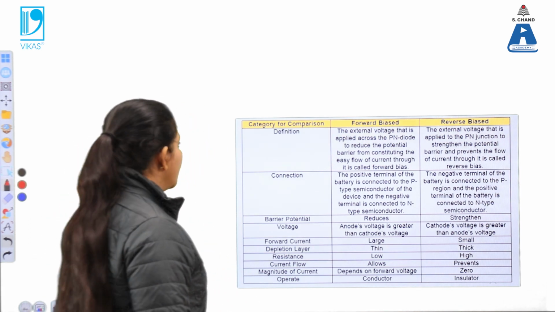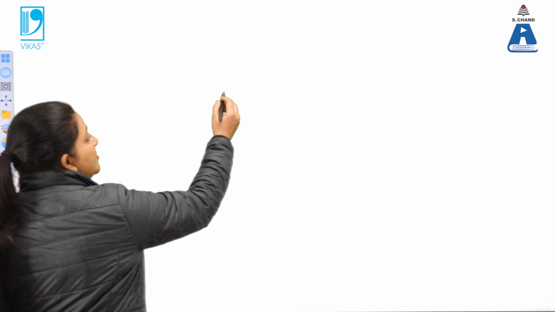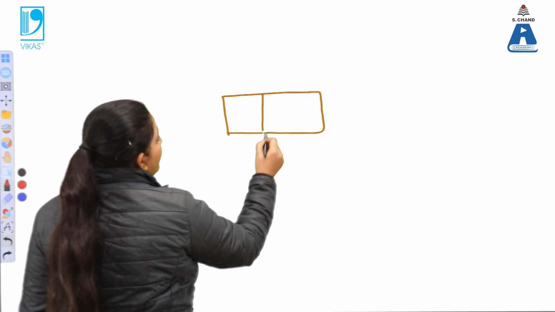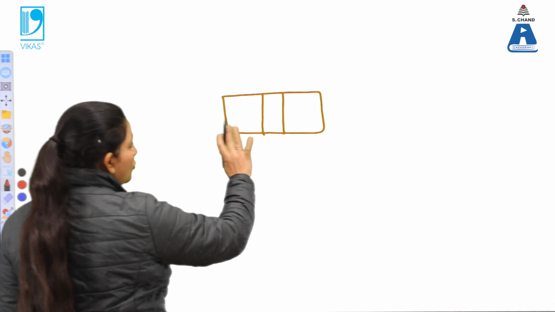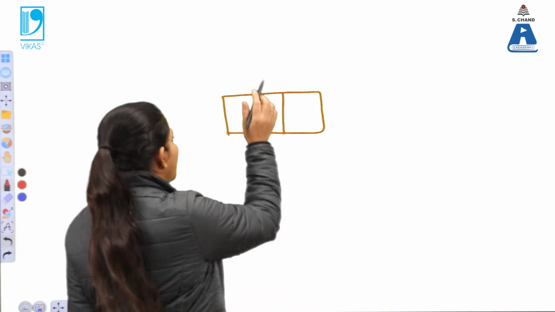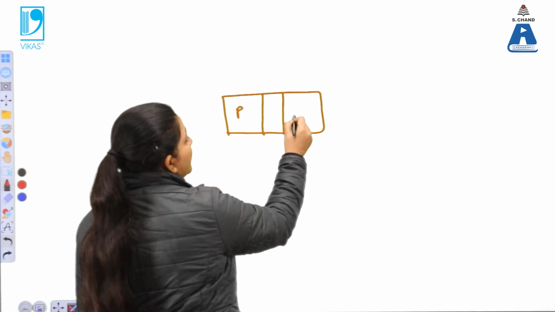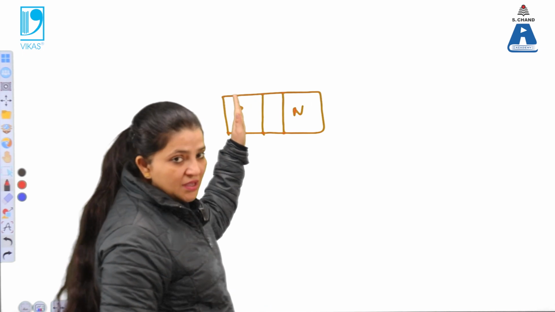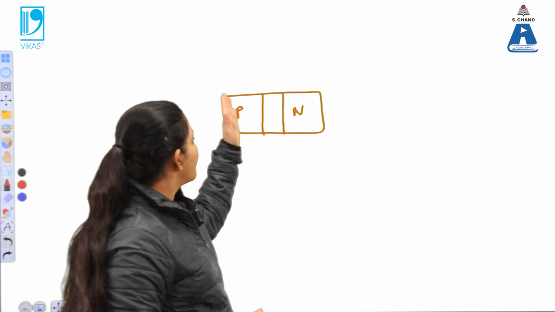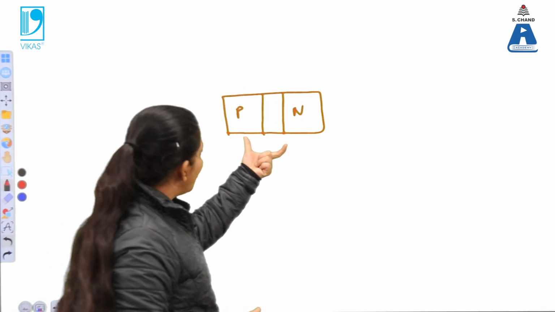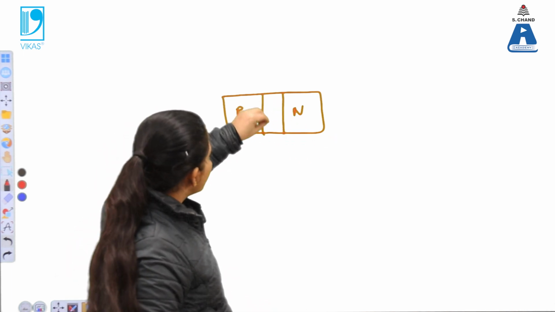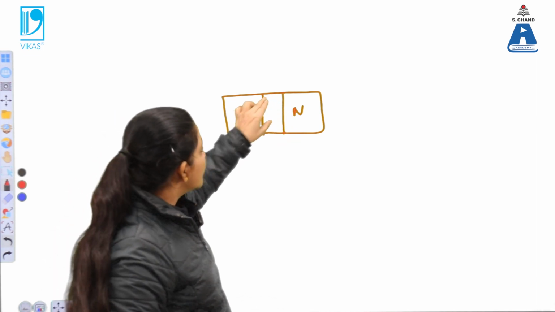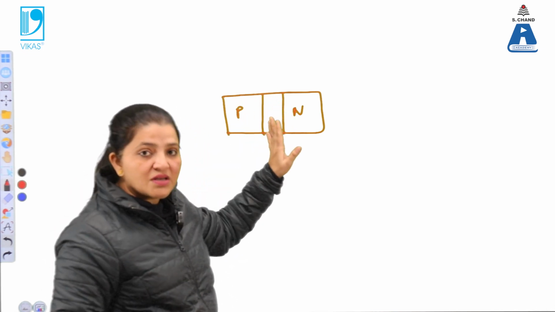Now what does it mean? If this is a p-n junction, and there is no biasing or no voltage applied to this material, so if this is a p type and that is an n type, we know that electrons will flow from n to p and holes will flow from p to n. Due to this flow, in this region they will combine with each other and get neutralized. So in the depletion region, neutral atoms are present.